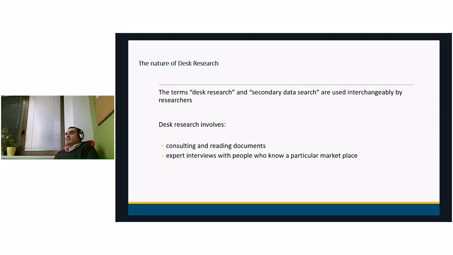And we came to the nature of desk research. We have two terms that are used interchangeably by researchers: desk research and secondary data search. What do they include? They include consulting and reading many documents, whether it's a book, an online document, etc. And if you don't have time, this also includes interviews with experts on a specific topic. For example, you find an expert on macroeconomic policy that you want to interview, and you don't have time to consult many documents, so you just go and interview her or him.